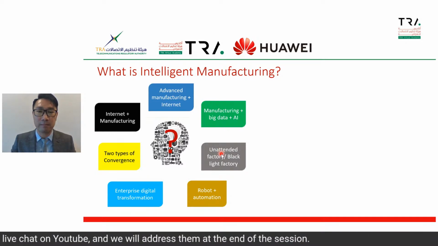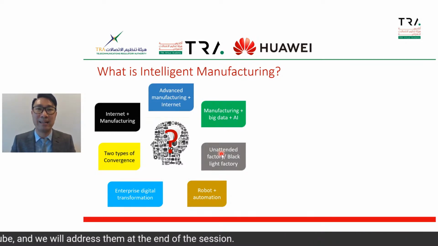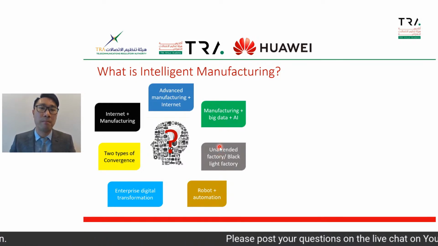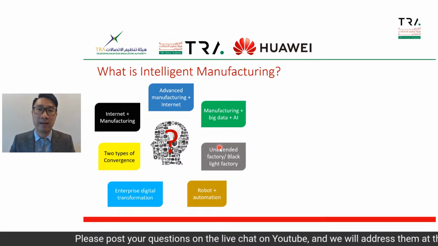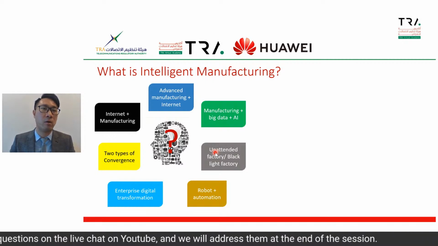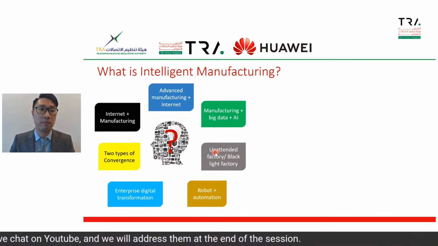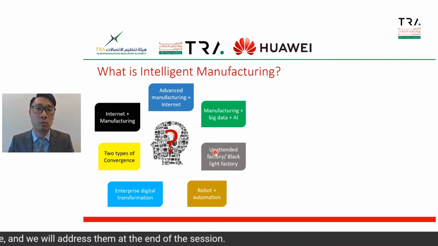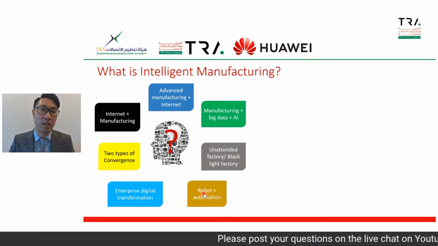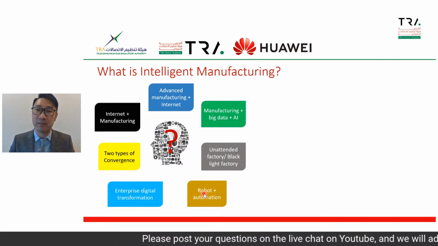unattended factory. When you automate the process and have a smooth process, basically you will require very little human intervention anymore. Your factory would only require some personnel, maybe less than 10% of the workers now to be in the factory. And all the robots and automation will carry out the process.